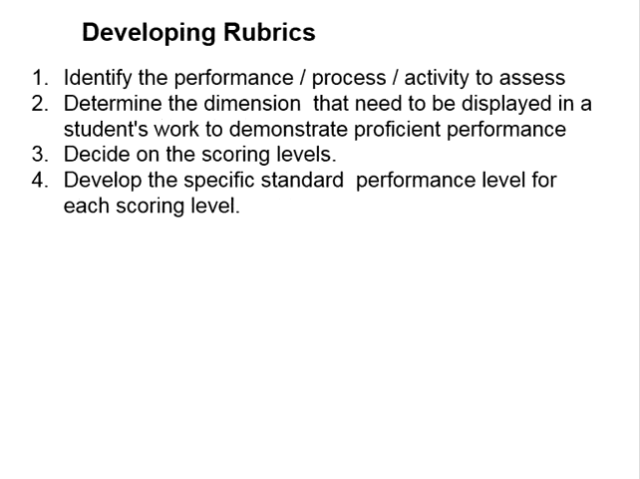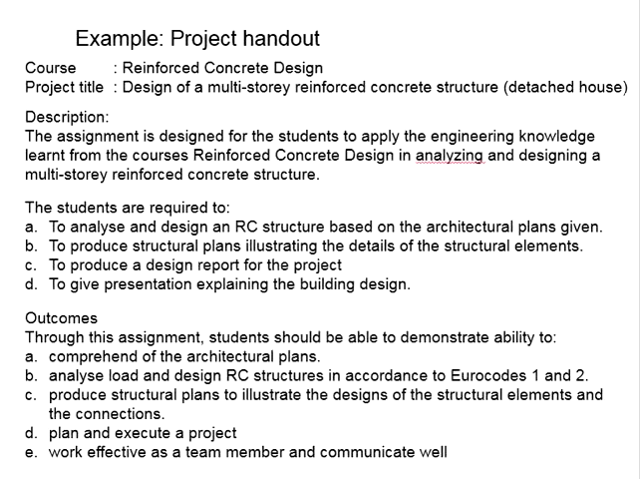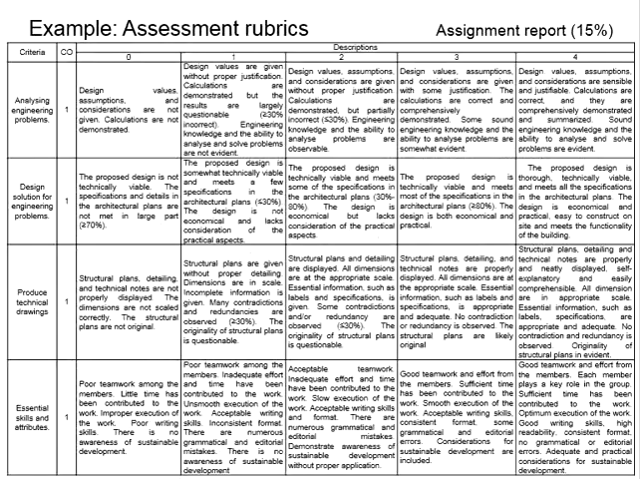The second step, it will be determine the dimensions that needs to be displayed in students' work in order to demonstrate proficiency performance. Having the big directions of the assignments established, you will need to determine the criteria that best represent the work of good quality. Identify them as the list of the criteria that you would like the students to achieve.